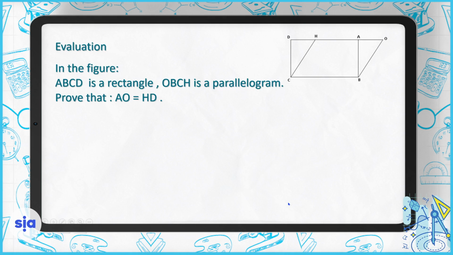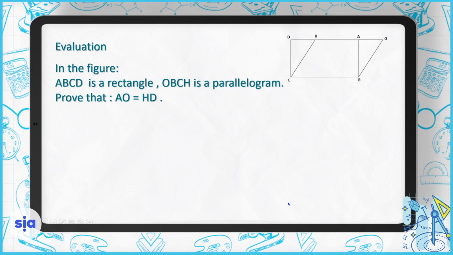Now let's go to the evaluation part. Dear students, as I always remind you, when we come to the evaluation, pause the video, try to answer the questions yourself. After that, play the video again to check your answer. In this figure, ABCD is a rectangle, while OBCH is a parallelogram. The question wants me to prove that AO is equal to HD.